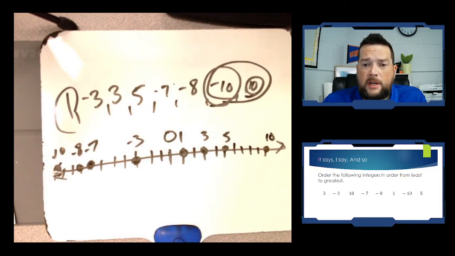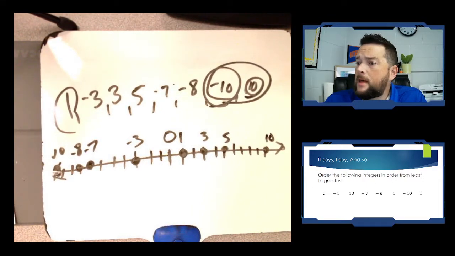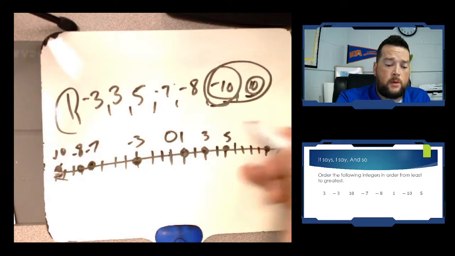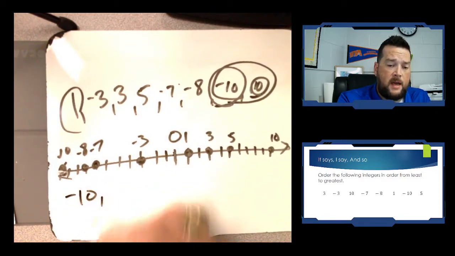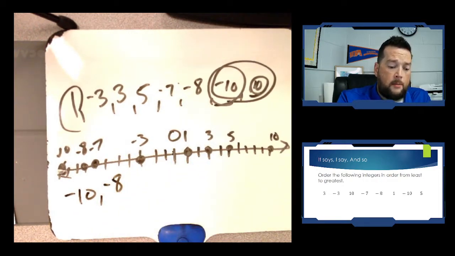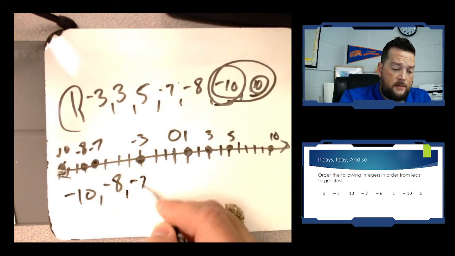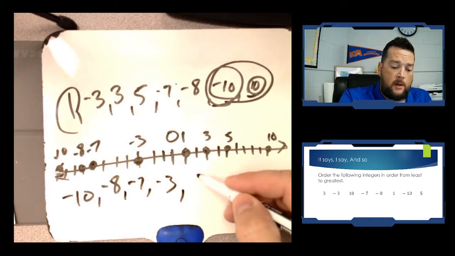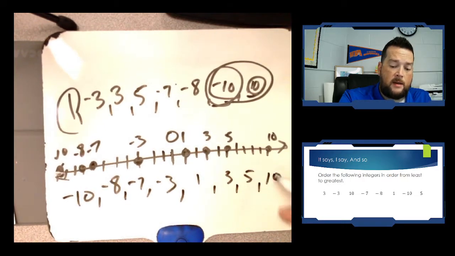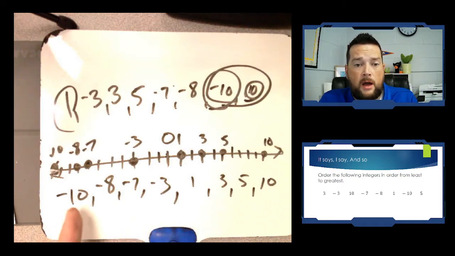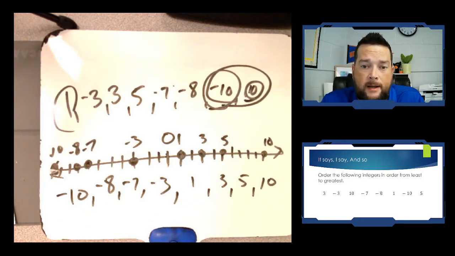The question said to order the integers from least to greatest. So if it's least to greatest, we go left to right. If it's greatest to least, we'd go right to left. Least to greatest, we have -10, then -8, and all I'm doing after I plotted the numbers is reading them from left to right. Then -7, then -3, then 1, 3, 5, and 10. Now I've ordered them from least to greatest. So if you paused earlier and tried that yourself, you can check your answer against the correct answer right here.